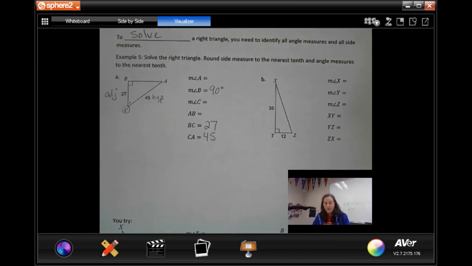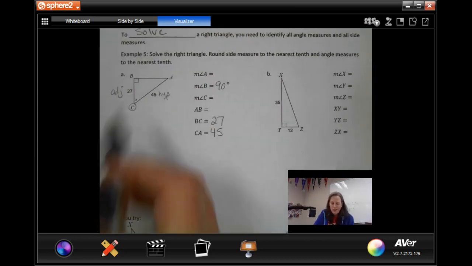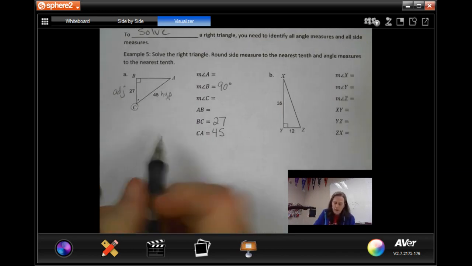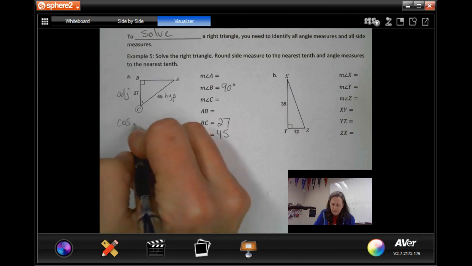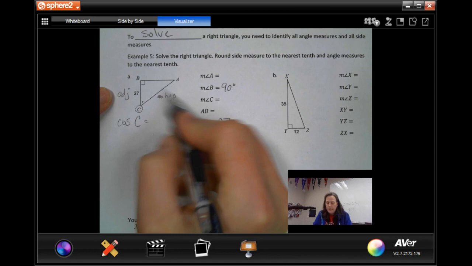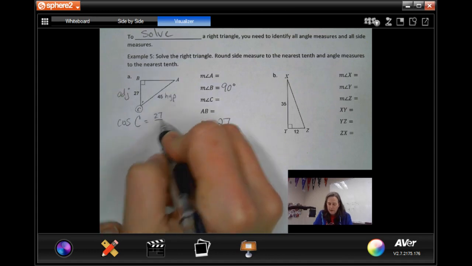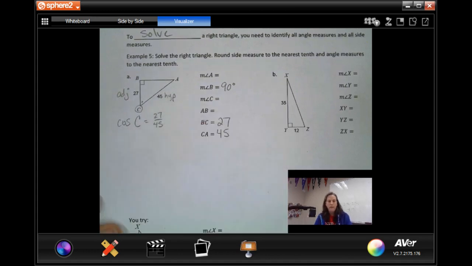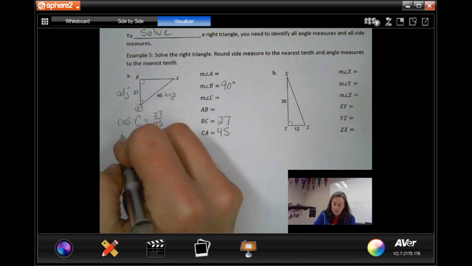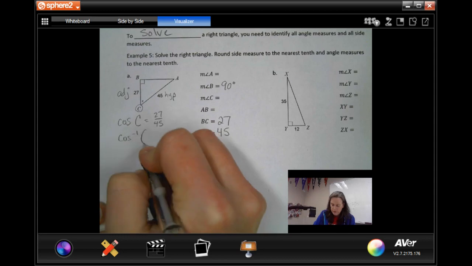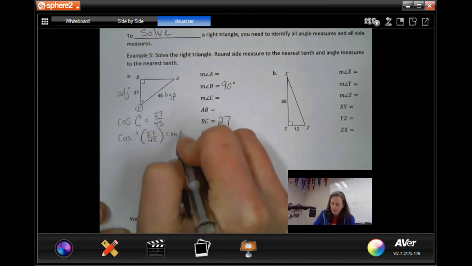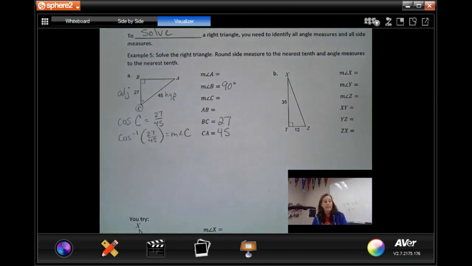And we'll do the inverse trig function. What ratio do we need for that? If we have adjacent and hypotenuse, that sounds like cosine: cosine of C equals adjacent over hypotenuse. So we'll do 27 over 45. And when we're solving for this, we need to do the inverse function, 27 over 45. Okay, and this is how we'll solve for angle C.